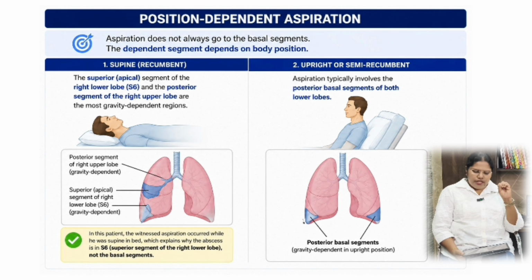The first important concept in this case is position dependent aspiration. In supine position or recumbent position, the superior segment of right lower lobe and the posterior segment of right upper lobe are the most commonly involved for aspiration. In semi-recumbent position or upright position, the posterior segments of both the lower lobes are the most aspiration dependent areas.